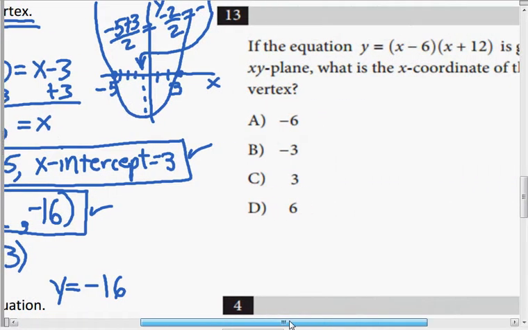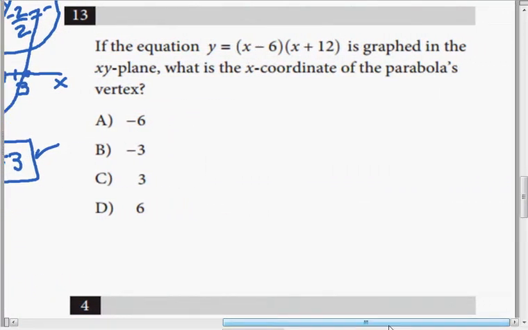There's a practice PSAT problem I want you to try. And you'll have to read it. It's a little bit different than what I just did, but it says the equation y equals x minus 6 times x plus 12 is graphed in the xy plane. What is the x-coordinate of the vertex? So you need to find the vertex, or actually the x-coordinate of the vertex. Pause the video really quickly, see if you can do that, and then check your answer.